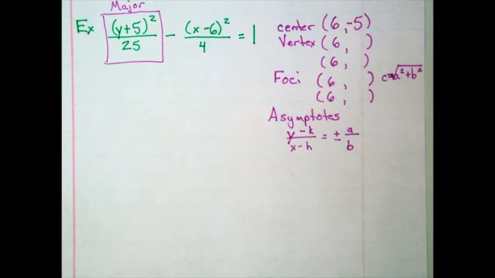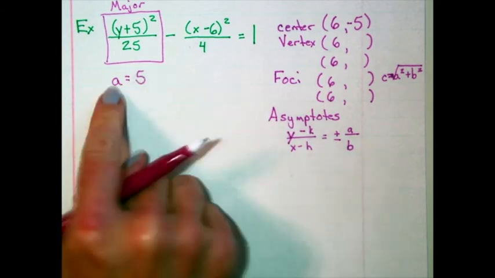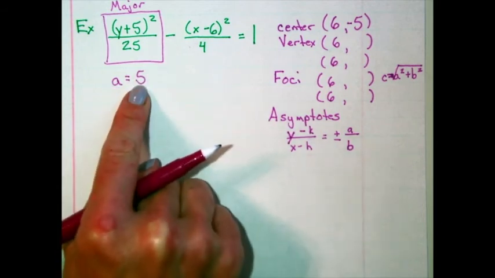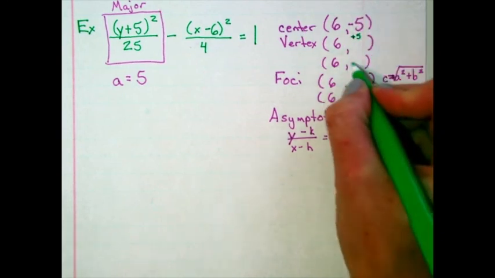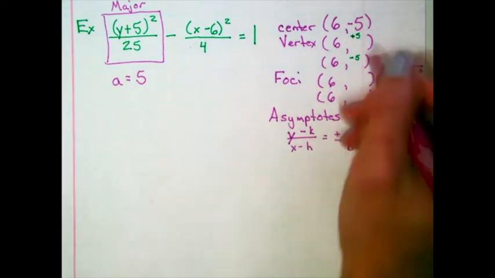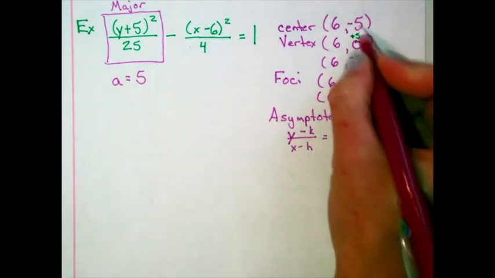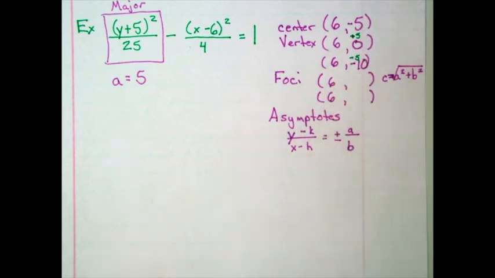So when we find our vertices, remember we're going to use the fact that a is equal to 5. So we need to add 5 and subtract 5 from our center value. So -5 plus 5 gives me 0. -5 minus 5 gives me -10. So that's where those come from.